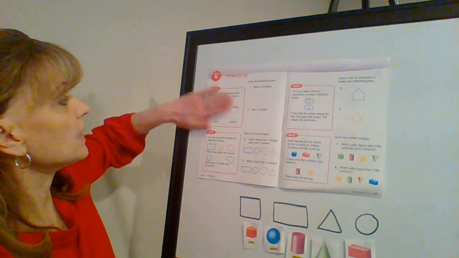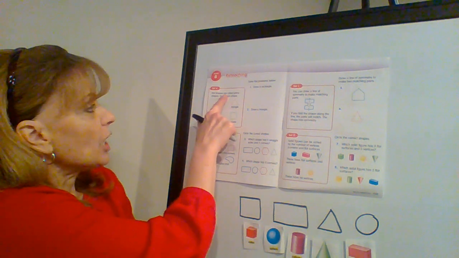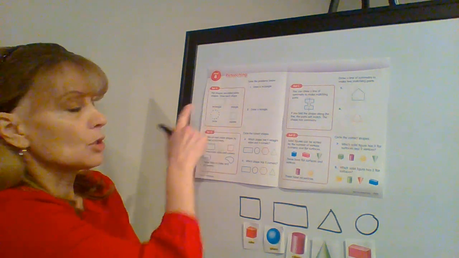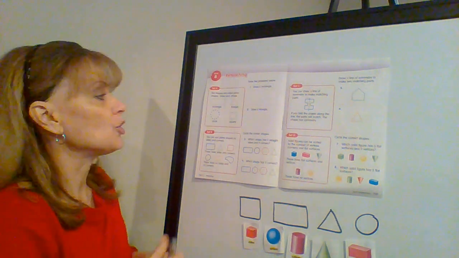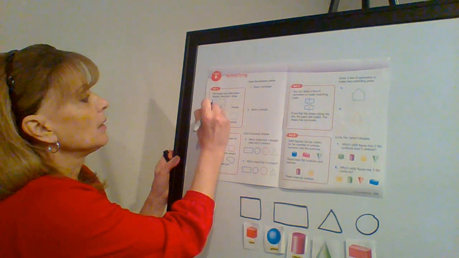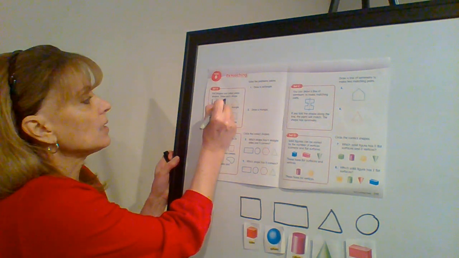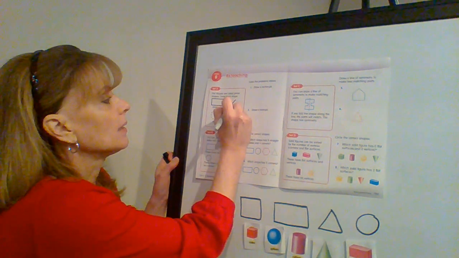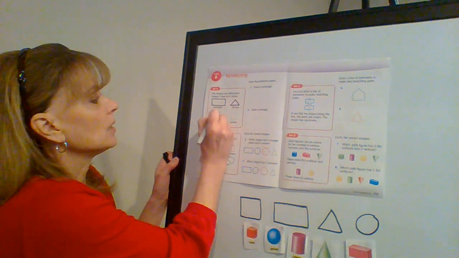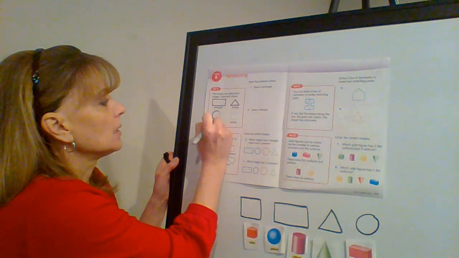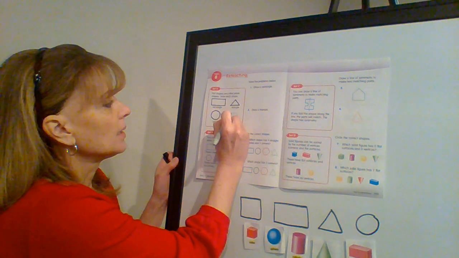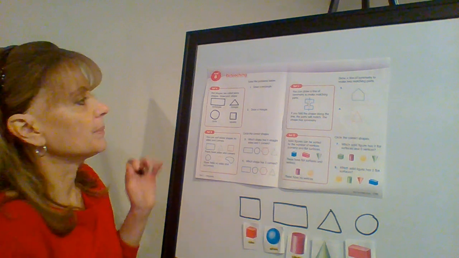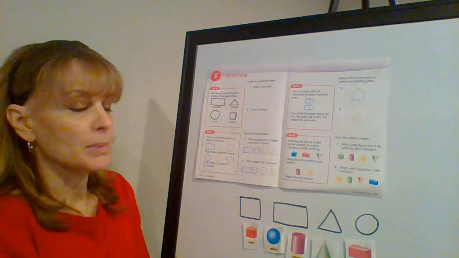So let's go up and look at set A. Flat shapes are called plane shapes. Draw each shape. So just take your pencil and go ahead and trace right over the rectangle. Good quality work. Stay right on the lines. Triangle. Circle. And square. Okay? So solve the problems.